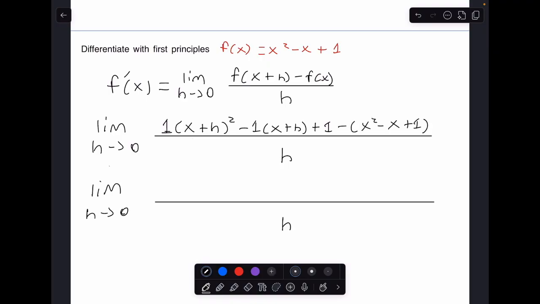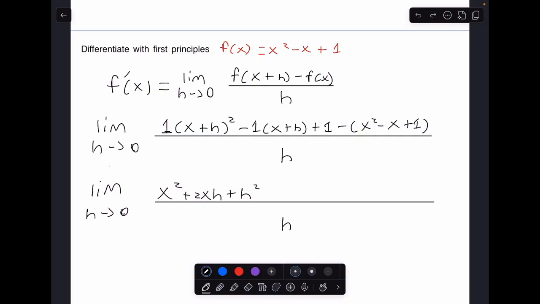Okay, so after you finish putting everything in the formula, all we need to do is some algebra and then factor. So let's start with the first term here, 1 times x plus h squared. So what we're going to do is FOIL this term. A quick shortcut for FOIL is square the first, square the last, multiply together and double. So multiply together x times h and double. So 2x times h. So that's your result, x squared plus 2xh plus h squared. So square the first, square the last, multiply together and double.